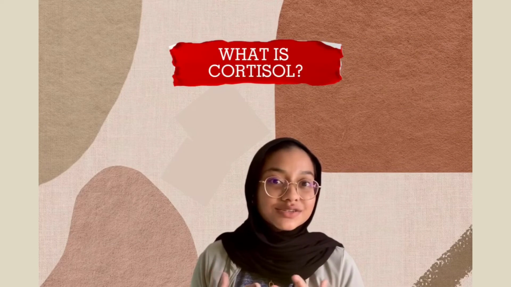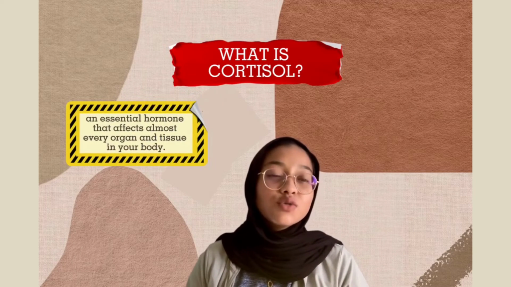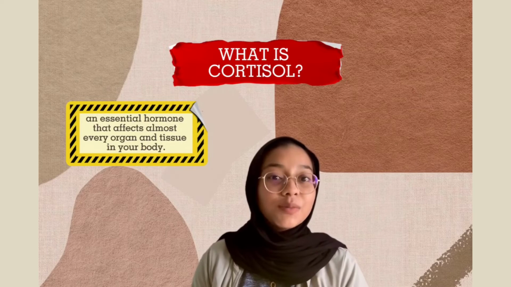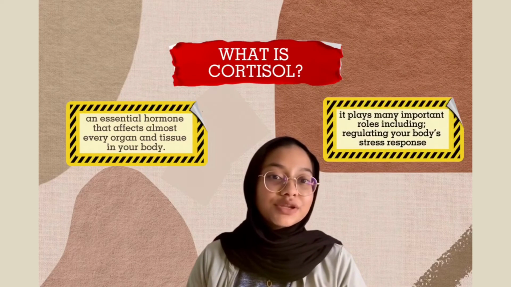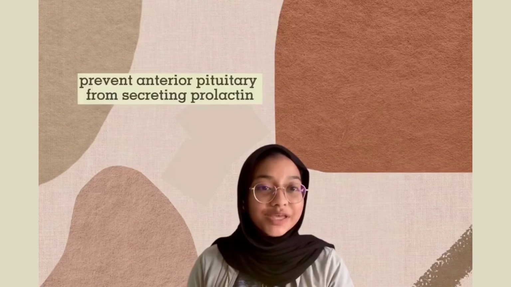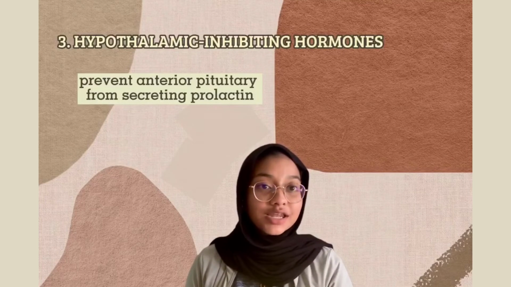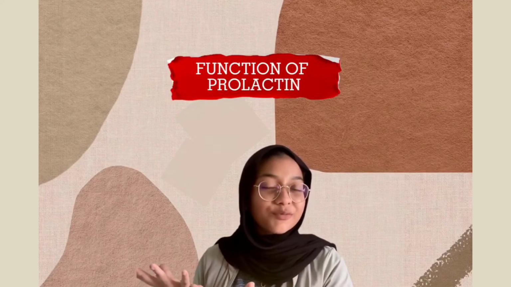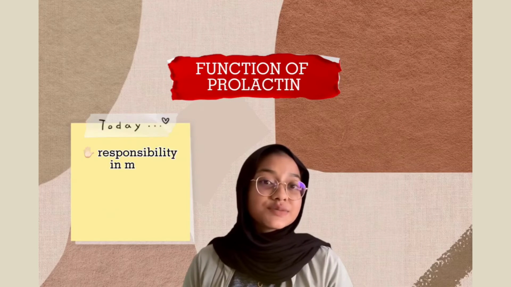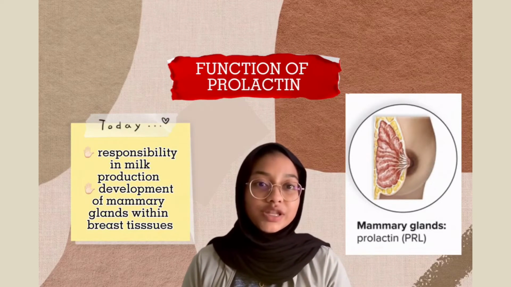So what is cortisol? Cortisol is actually an essential hormone that affects almost every organ and tissue in your body. It plays many important roles, including regulating your body's stress response. In the slide before this, I have mentioned that hypothalamic inhibiting hormone will prevent anterior pituitary from secreting prolactin. So what is actually the function of prolactin? Prolactin is actually responsible for milk production and the development of mammary gland within breast tissue.